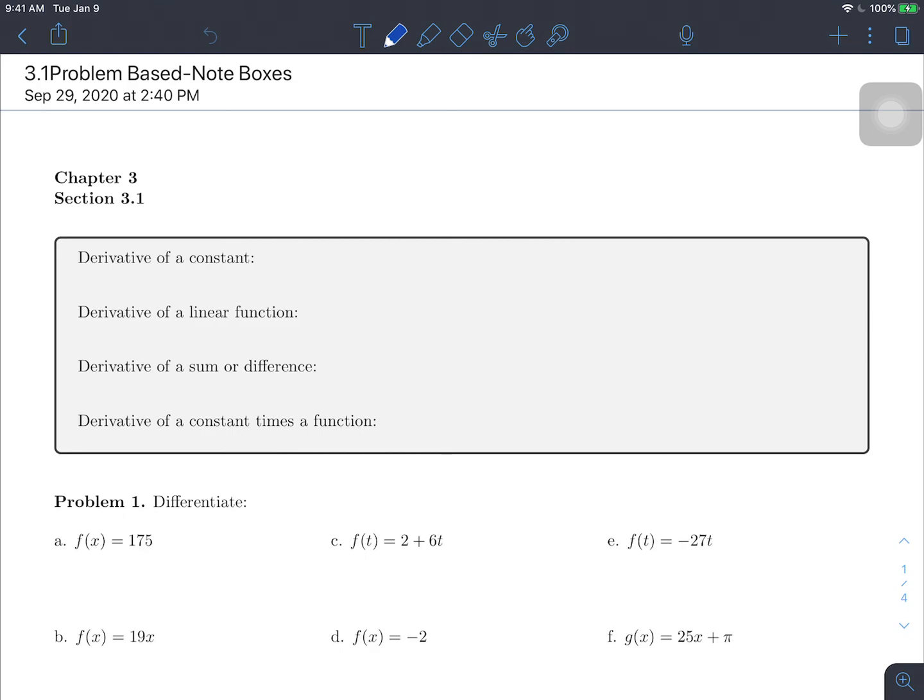Okay, so we'll start. There's no warm-up problem today. We're just going to jump right into doing some definitions, and today we're going to finally learn how to do derivatives the quote easy way.